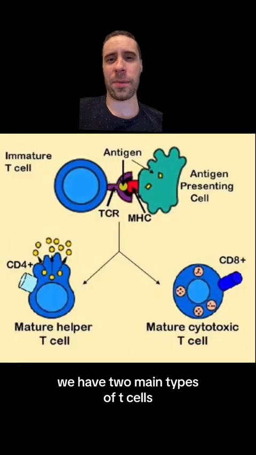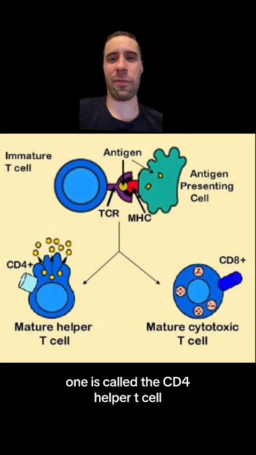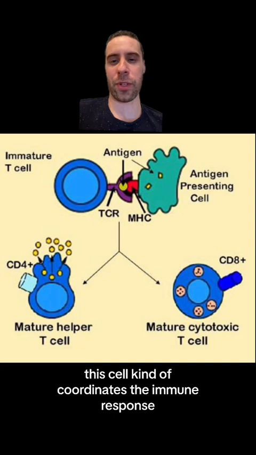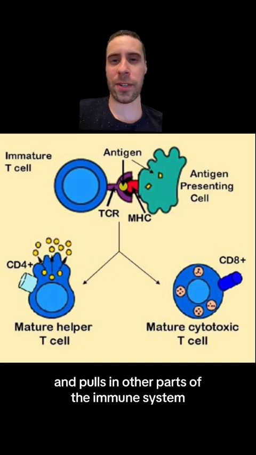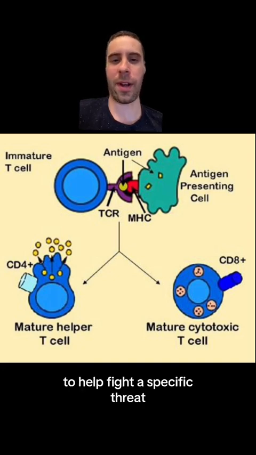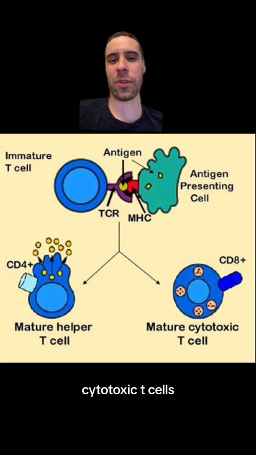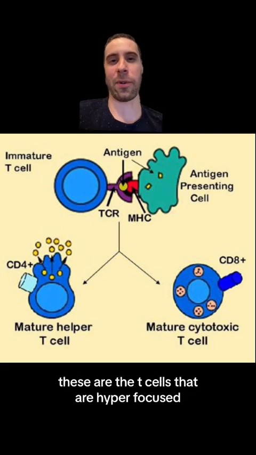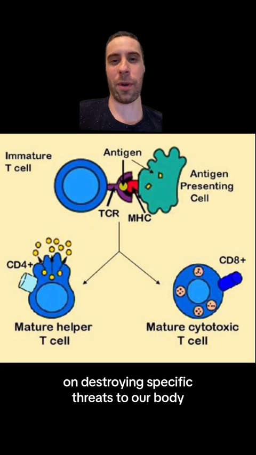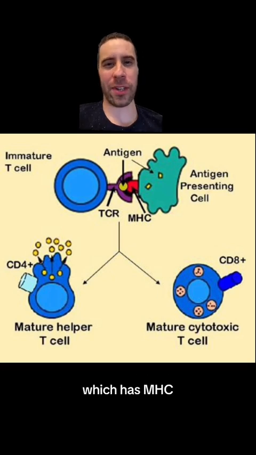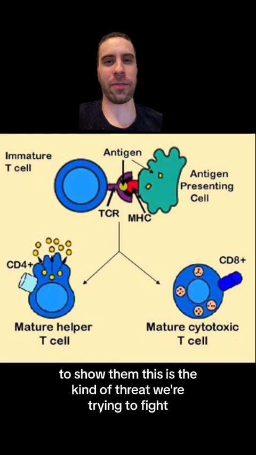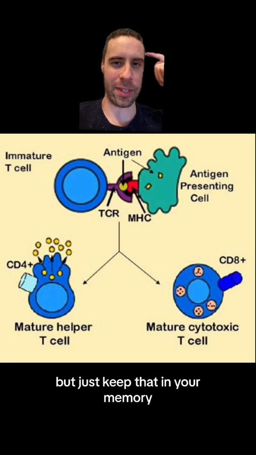We have two main types of T cells. One is called the CD4 helper T cell. This cell coordinates the immune response and pulls in other parts of the immune system to help fight a specific threat. And we also have CD8 cytotoxic T cells, also known as killer T cells. These are the T cells that are hyper-focused on destroying specific threats to our body. Now, the top half of this chart has MHC bringing antigen of the threat to T cells to show them this is the kind of threat we're trying to fight. We're going to touch on that in the next video, but just keep that in your memory.